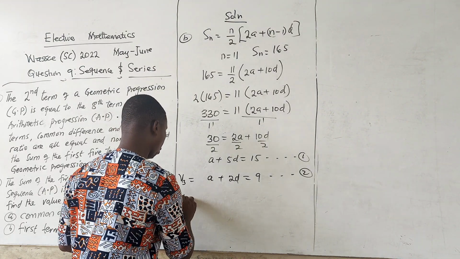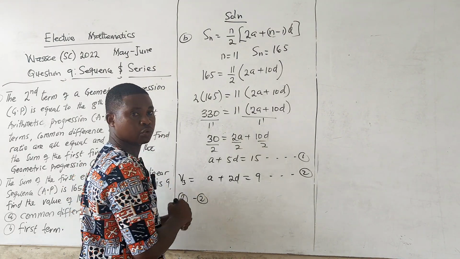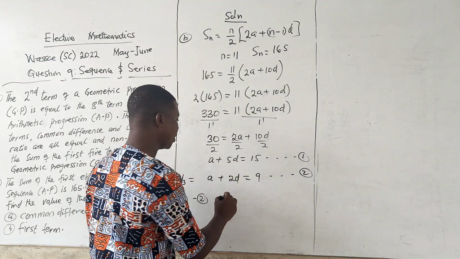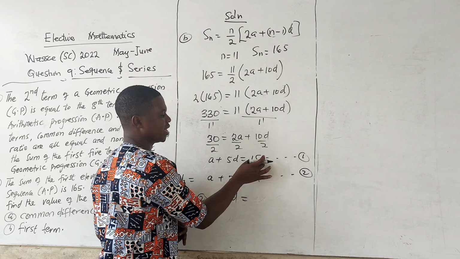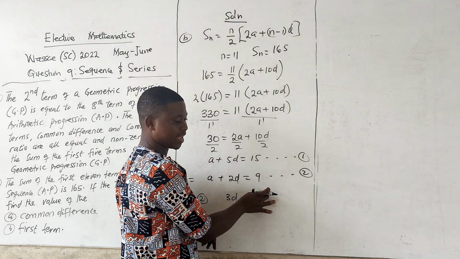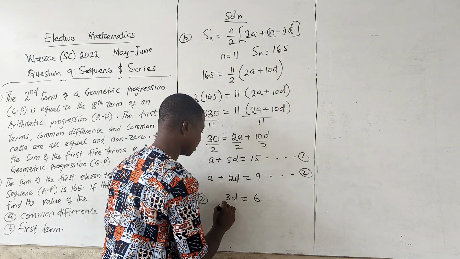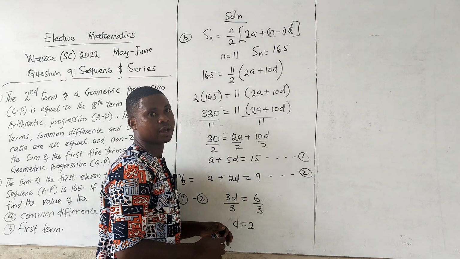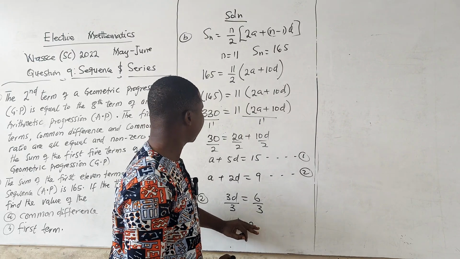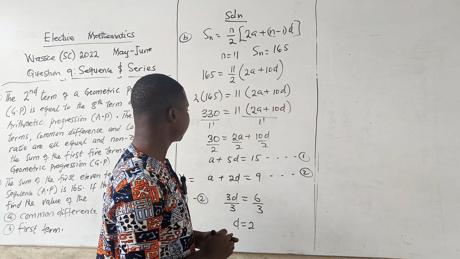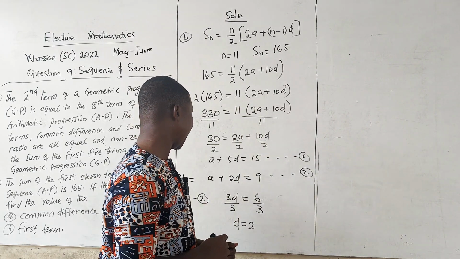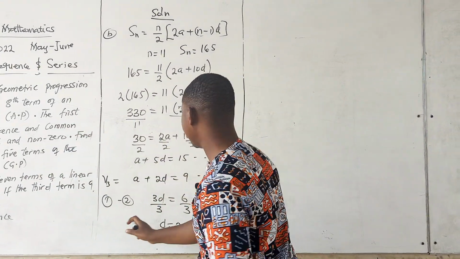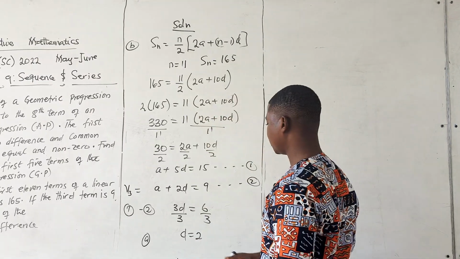So equation 1 minus equation 2. A minus a is 0, is gone. 5d minus 2d will give us 3d is equal to 9, 15 minus 9. We have 6. Divide here by 3, here by 3. So our d will give us 2. Having gotten d to be 2, we can substitute it into equation 1 to find our a.